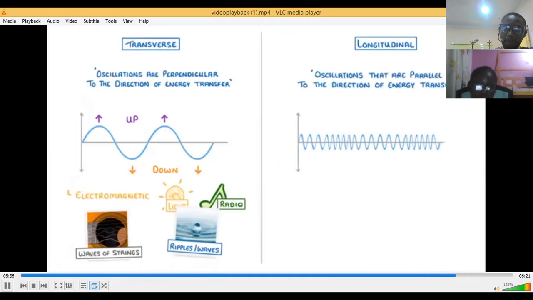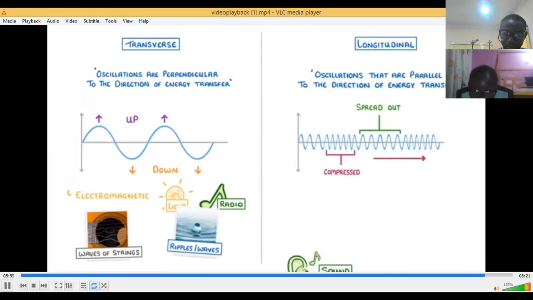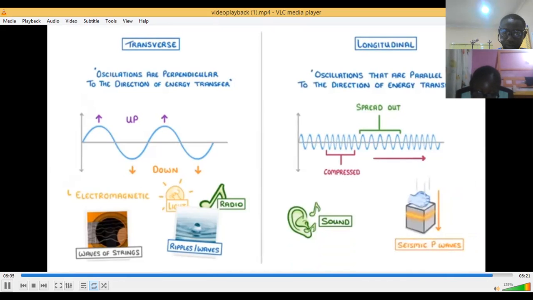This one's a bit trickier to get your head around, but basically it leads to some regions that are more spread out and other regions that are more compressed, because the wave's vibrating back and forth. In motion, it would look as if this area of compression is moving from the left to the right within the wave. Examples of longitudinal waves include sound waves and some types of shock waves, like seismic P waves.